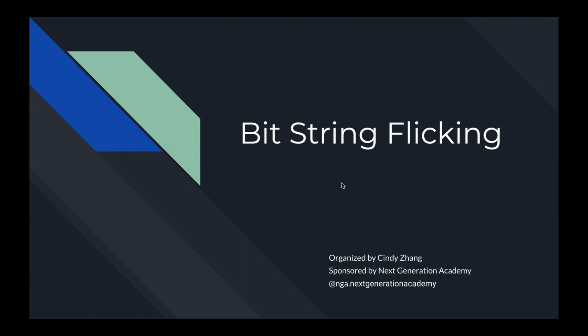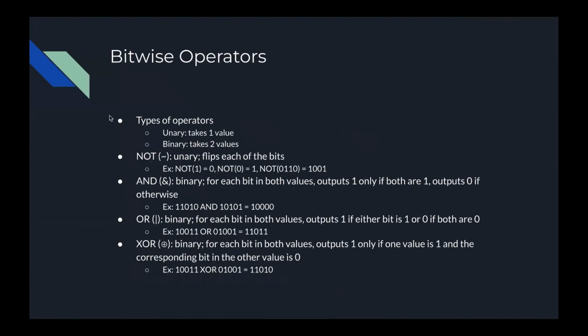Anyways, today's video is bitstring flicking. So let's look at it. First of all, let's talk about some of the bitwise operators. These are the operators you're going to be using. I notice I don't have a definition slide this time because there's not much in the way of definitions with this. It's mostly just a new set of operations you have to learn with binary numbers.